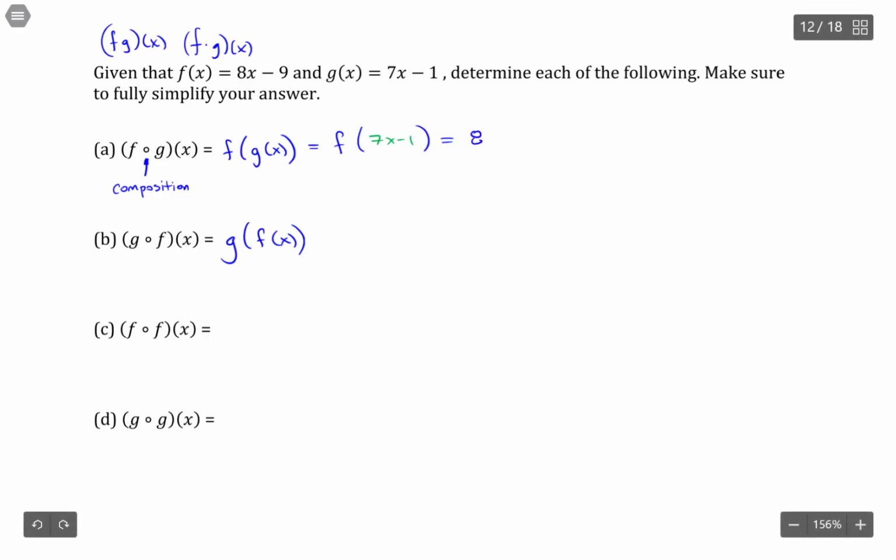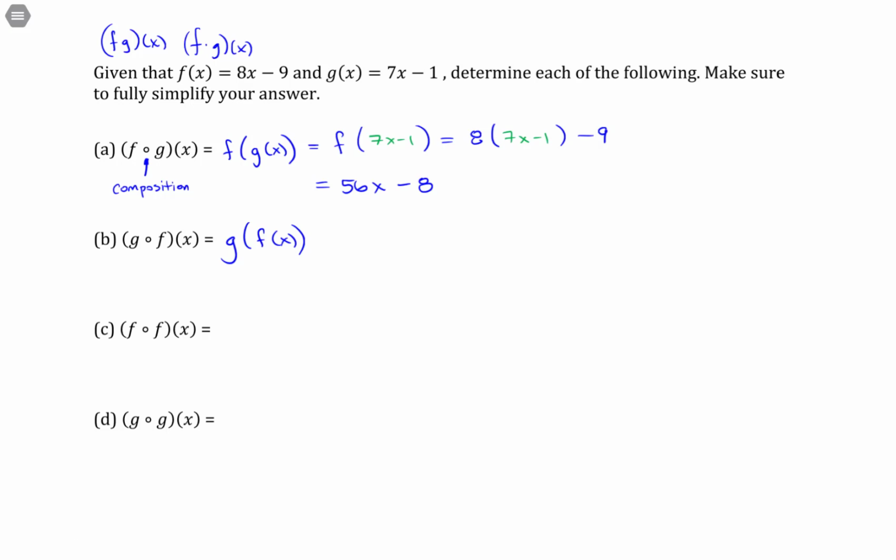Since f of x is 8 times whatever you put in these parentheses, minus 9, that's what the x is meaning here. I would take these 7x minus 1 and put them into the parentheses. So, distributing the 8 and simplifying, I get 8 times 7 is 56, so that's 56x, minus 8, because the 8 distributes to the negative 1 as well, then minus 9. So I have 56x minus 17.